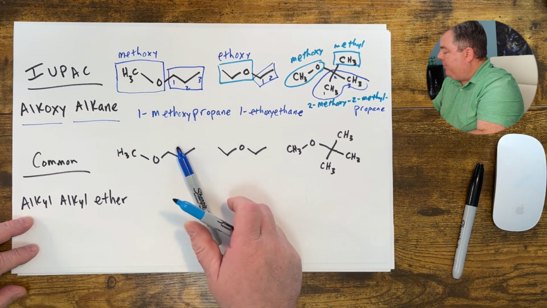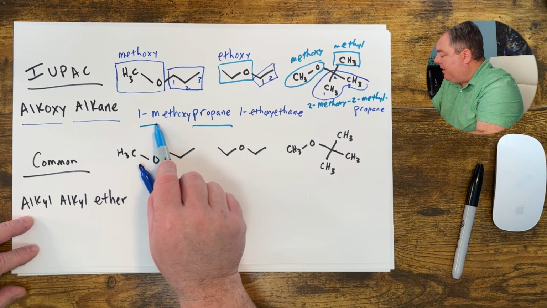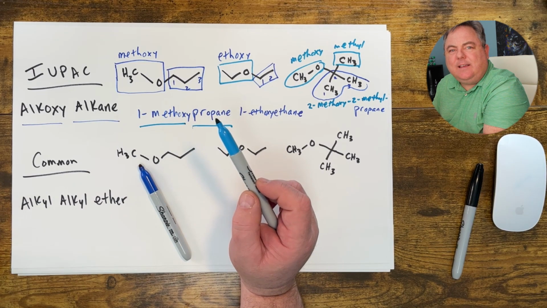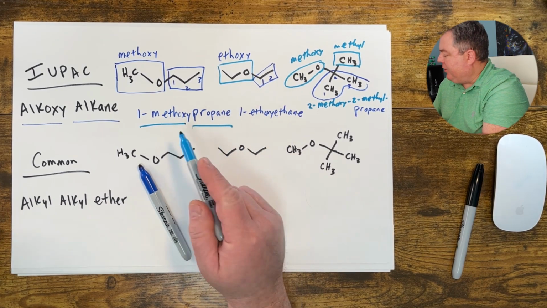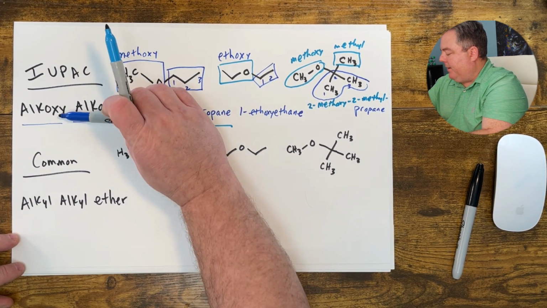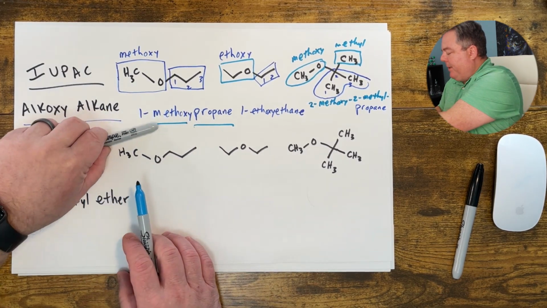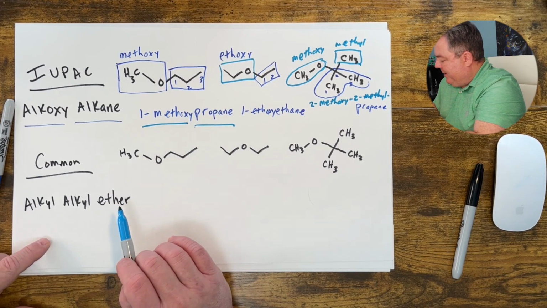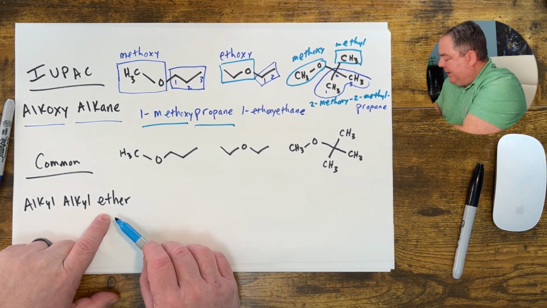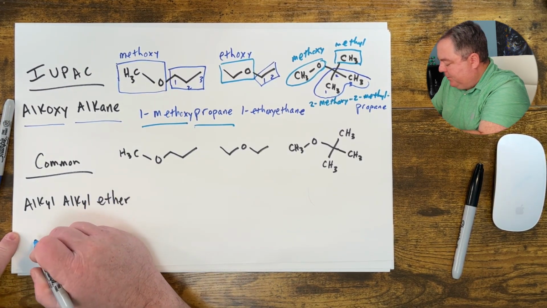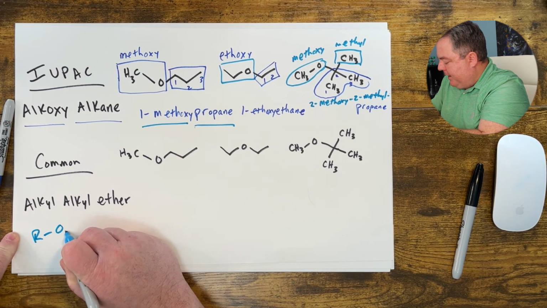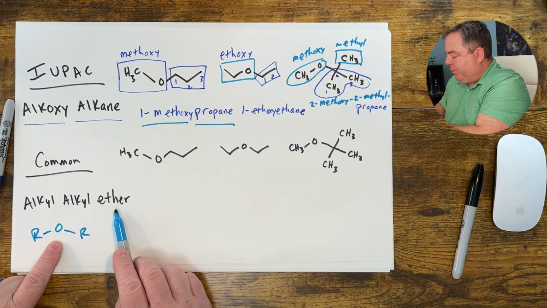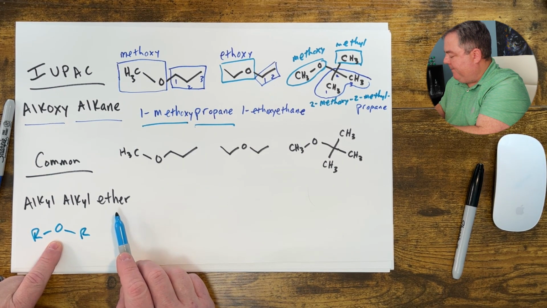So that's how we name them. You find the longest chain, and then alkoxy: methoxy, ethoxy, propoxy, butoxy. That's how you name the substituent. The common way of naming them may be a little easier. So what you do is you name the 2 alkyl groups on my ether as an alkyl group, and then you put the word ether on the end because it's an ether.